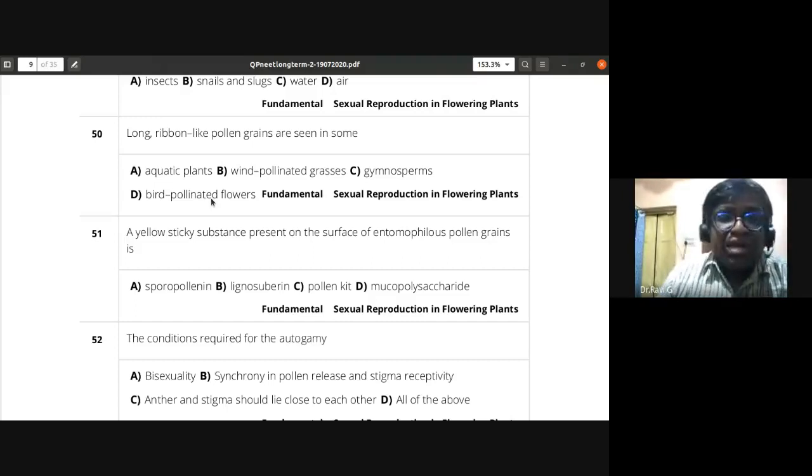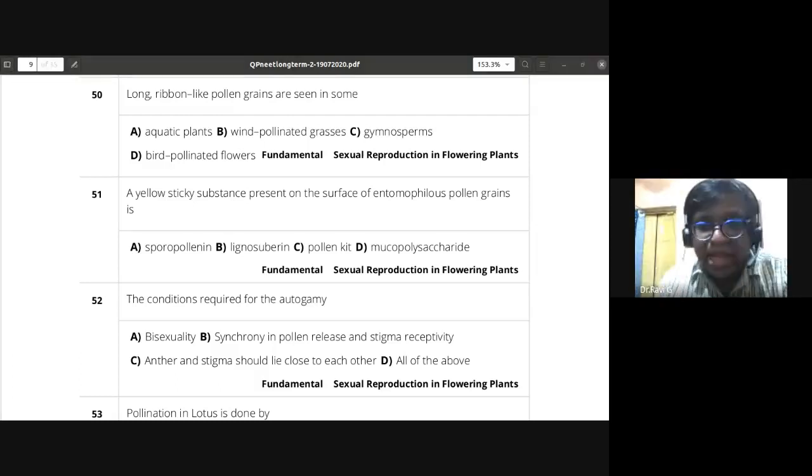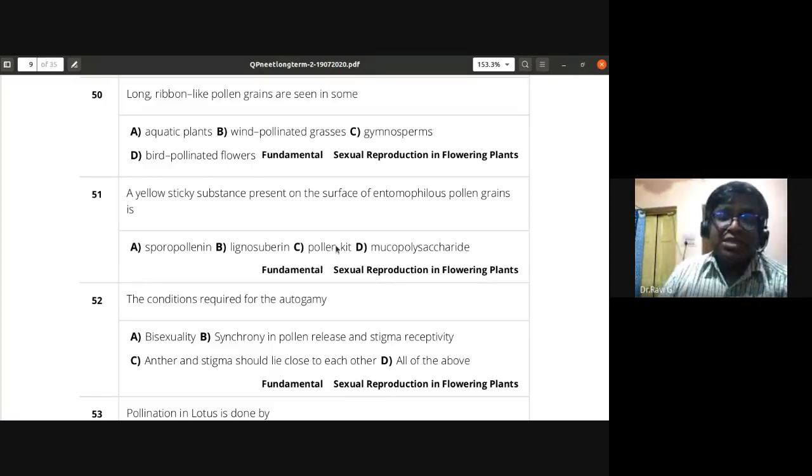51st, a yellow sticky substance present on the surface of entomophilous pollen grains is sporopollenin, lignosuberin, pollen kit, mucopolysaccharide. So 51st, the answer is C, pollen kit. A yellow sticky substance present on the surface of entomophilous pollen grains is pollen kit. C is the answer.